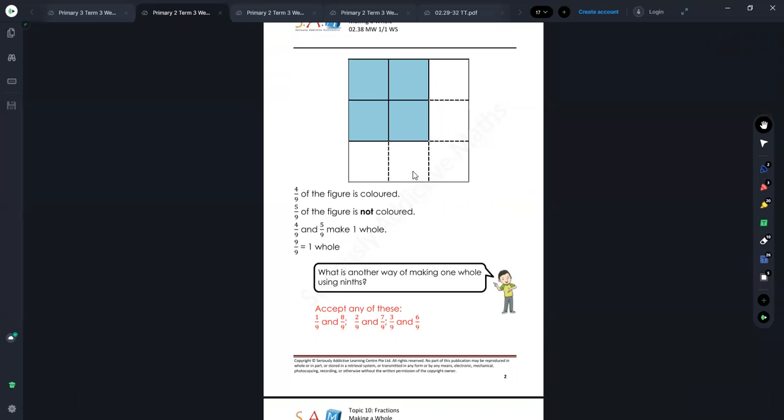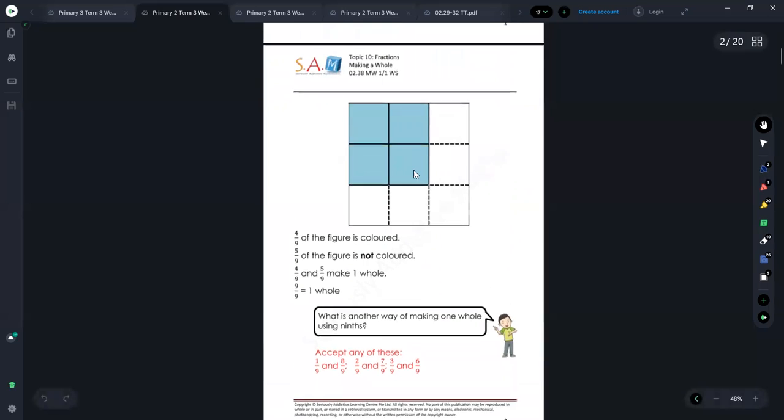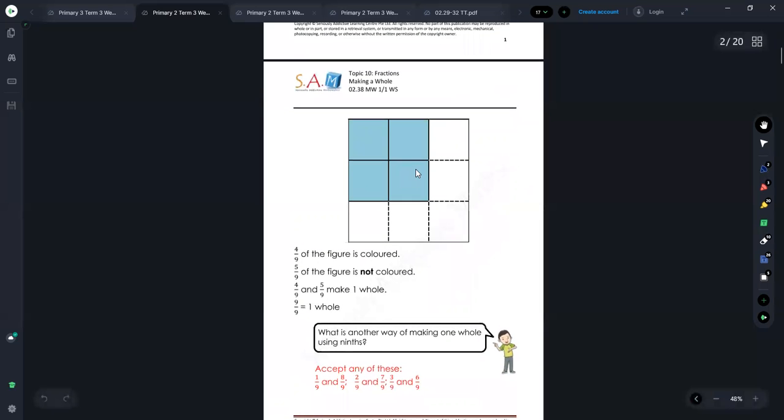So for this example here, you have 4 out of 9 that is shaded, and 5 out of 9 that is not shaded. So 4 out of 9 plus 5 out of 9 would give you 9 out of 9, or 1 whole. And you can get them to think about different ways of making 1 whole as well. So if you tell them not to use 4 out of 9 and 5 out of 9, what can they do? Examples: it can be 1 out of 9 and 8 out of 9. It can be 3 out of 9 and 6 out of 9 as well.